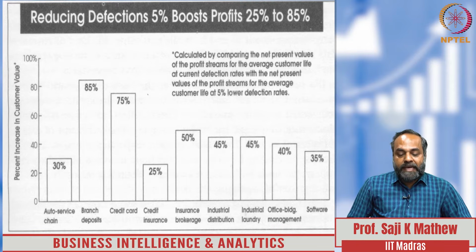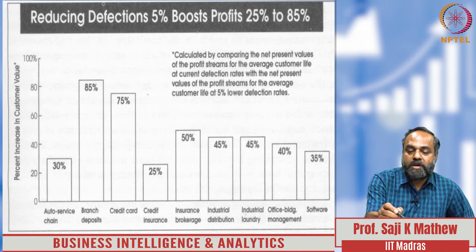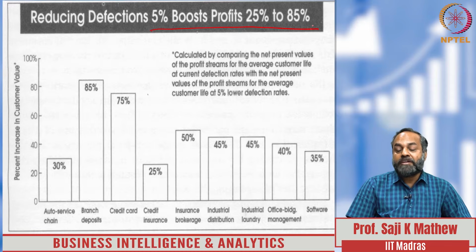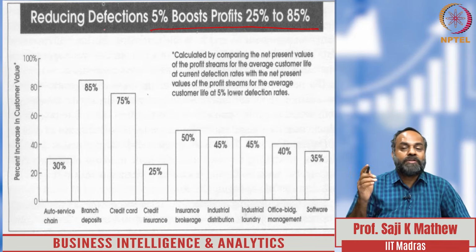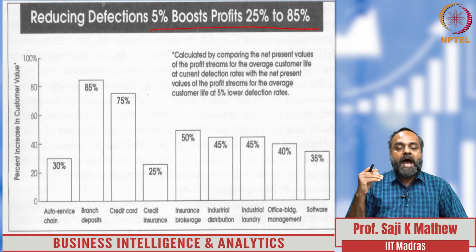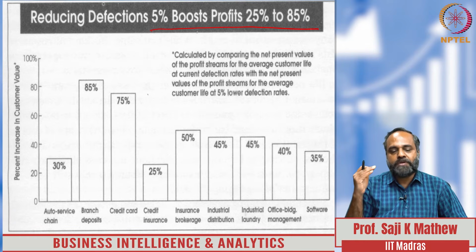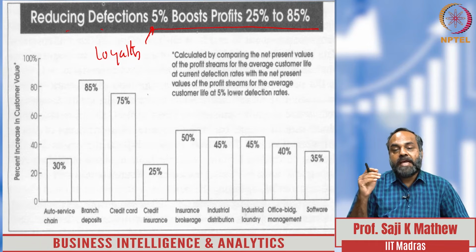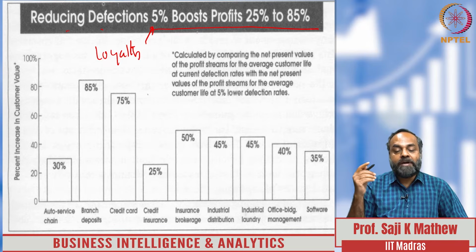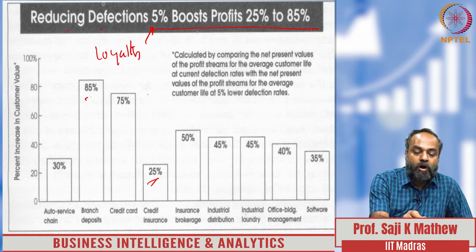Here is another part of the same study: reducing defections by 5% boosts profits by 25% to 85%. So if you can invest in customer loyalty and reduce defections by 5%, there is a double negative here, or increase loyalty by 5%, it can boost profits. The impact on profit is 25% to 85%. Whether it is 25 or 85 depends on your business.